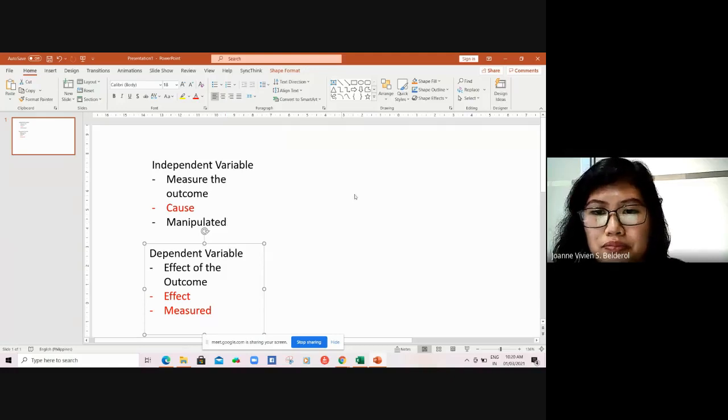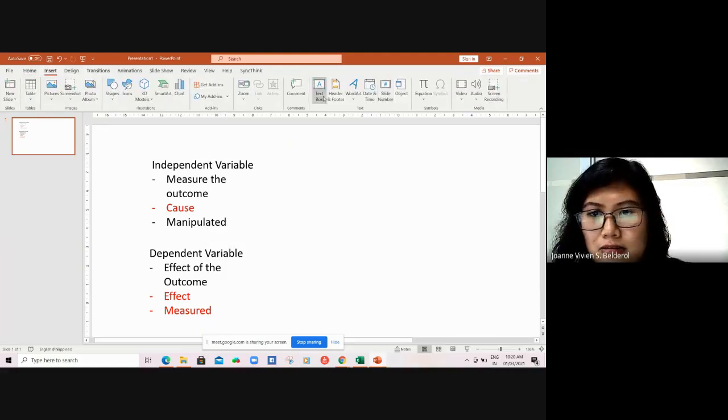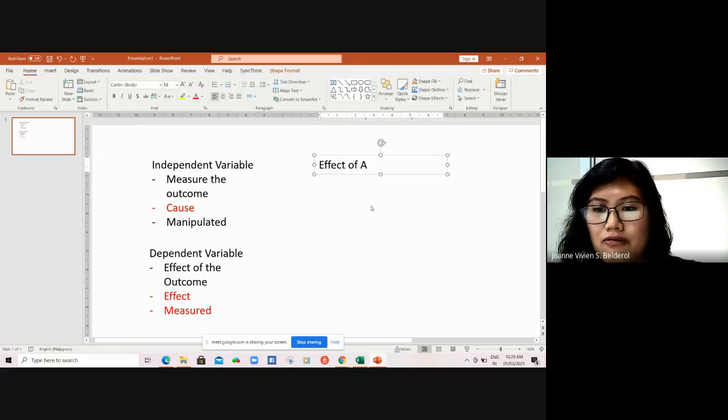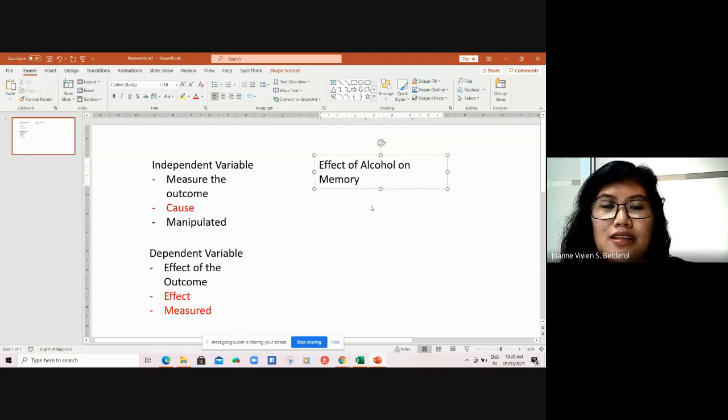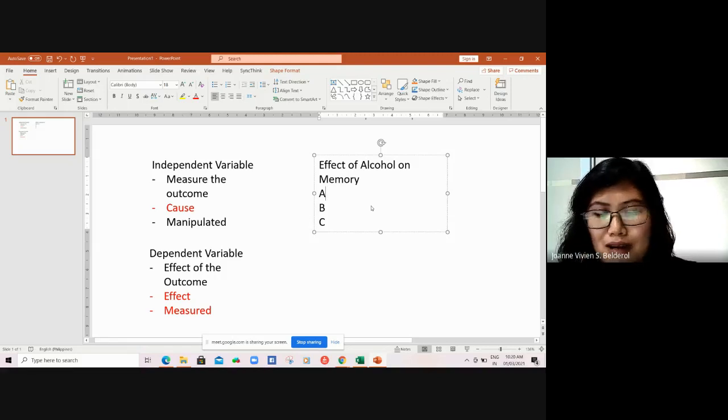So for example, let's say you want to conduct a study on the effect of alcohol on memory. What is the effect of alcohol intake on memory? So what you did is you had three groups of students: group A, group B, and group C. Each group has at least 10 students, an equal number of students.